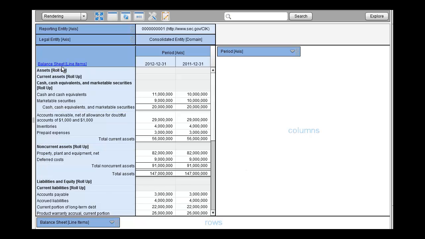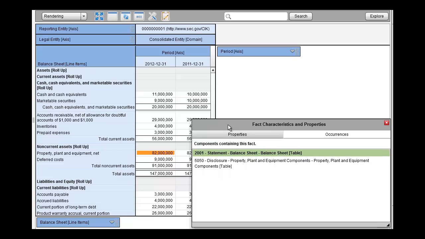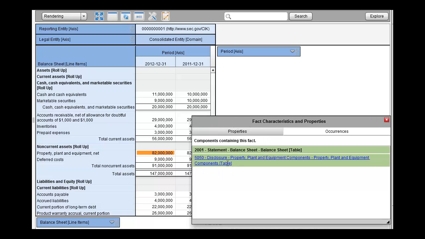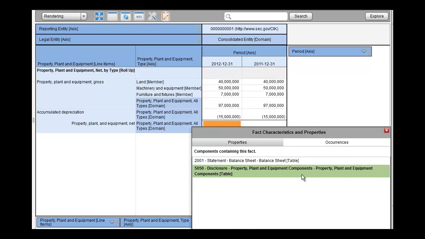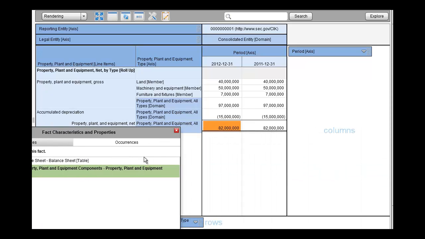So here you see the balance sheet. This is inside of an XBureau viewer. Here's a line item on the balance sheet, property, plant, and equipment. And here's one fact. This fact exists in two places, on the balance sheet and also in the property, plant, and equipment components disclosure. If I click on that, the application takes me to that component.